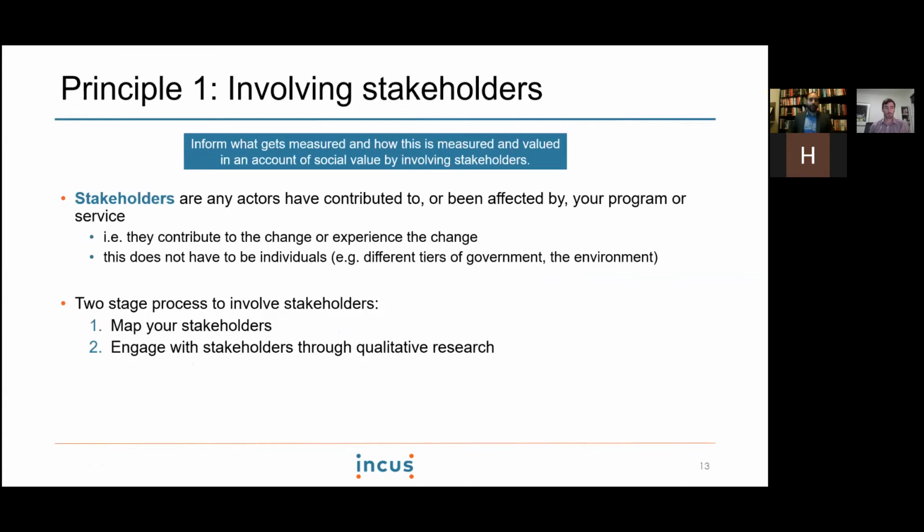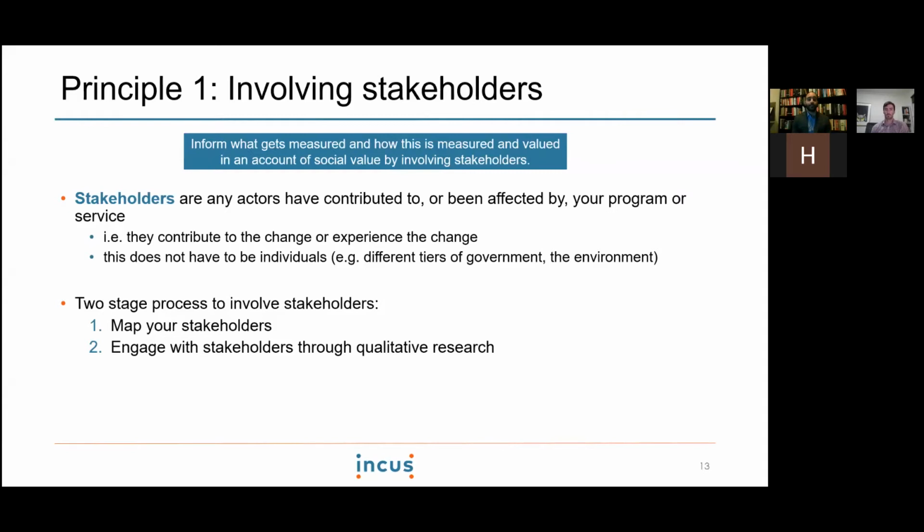Principle 1, involving stakeholders. So the technical definition there, or the definition provided by Social Value International for this principle, is inform what gets measured and how this is measured and valued in an account of social value by involving stakeholders. So again, just a bit of definition and glossary. I think everyone's familiar with the term now, but stakeholders are any actors that have contributed to or been affected by your program or service. So they contribute to the change, so possibly on the funding side or the delivery side, or the experience change as a beneficiary, as a sort of secondary beneficiary of some program.